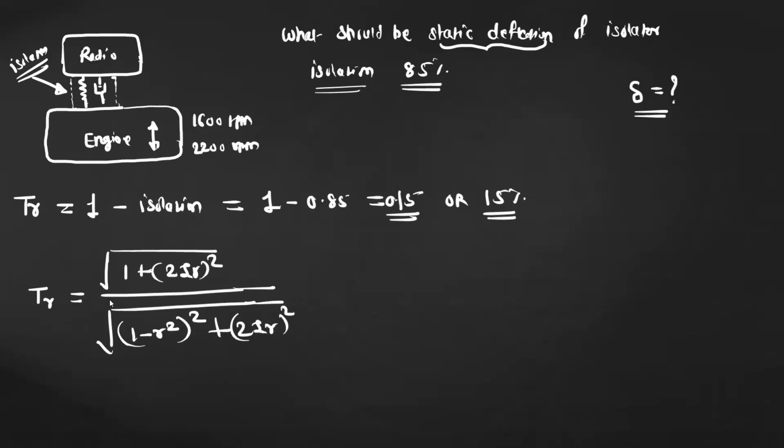So here transmissibility is known, that is equal to 0.15. Zeta is not given in the problem. If zeta is not given in the statement, then directly take the value of zeta as 0, so it is an undamped isolator. Now the R value is the frequency ratio, omega upon omega n. Now there are two frequency ratios in the given problem. One is for 1600 and second for 2200.